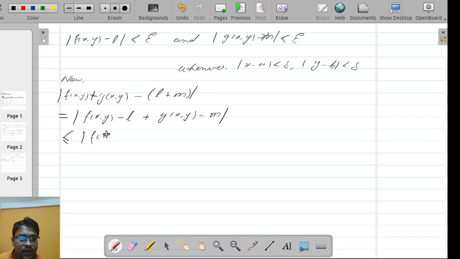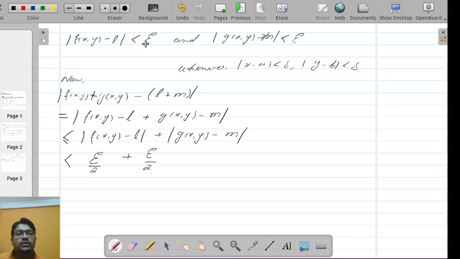This is less than or equal to mod of f of xy minus L plus mod of g of xy minus m. This way you can write, and then this can be written as less than epsilon plus epsilon. But I need the sum to be less than epsilon. So we can write epsilon by 2, because by the definition of limit, for any given epsilon we can find a delta. So in particular for epsilon by 2 also we can find the delta.